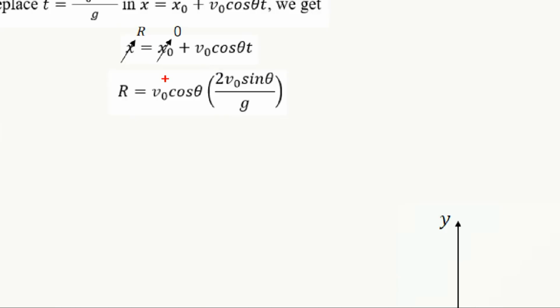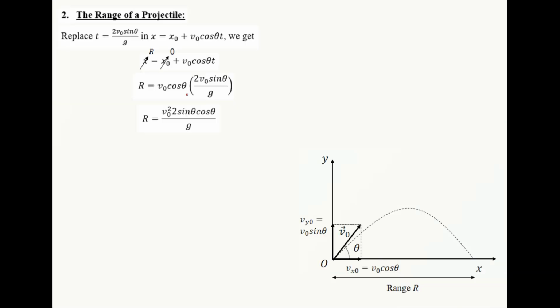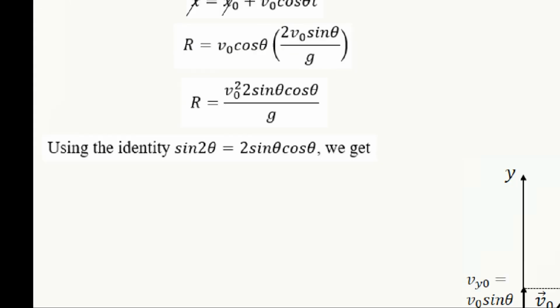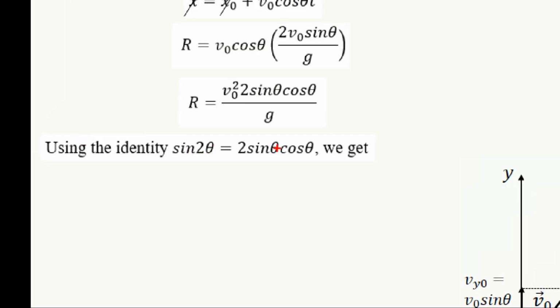Now here, multiplying v0 by v0, that would be v0 square. We have in the numerator 2 and sine theta multiplied by cosine theta. Then that would be the expression of the range. Now let me simplify it even further. We have an identity given by sine 2 theta is equal to 2 sine theta cosine theta. Let me write it here: sine 2 theta is equal to 2 sine theta cosine theta.